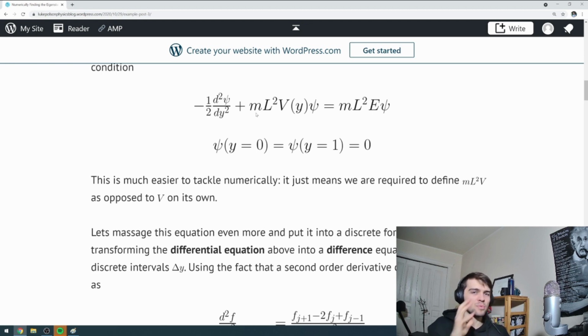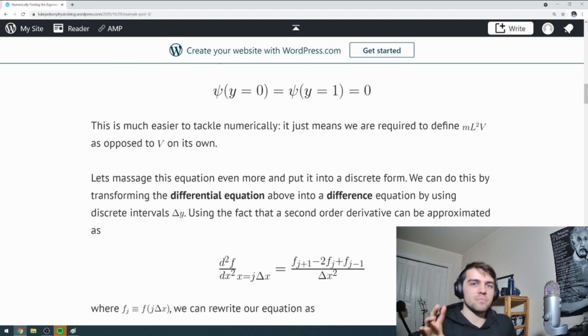Everything's written in terms of m L squared V and m L squared E. And you could think of those as being their own things. Instead of thinking about what is V, or what is the potential for the system, think more about what is m L squared times V. That will help when solving this numerical problem, when you think about everything as packaged together. And when we define our potential, we'll define m L squared times V.